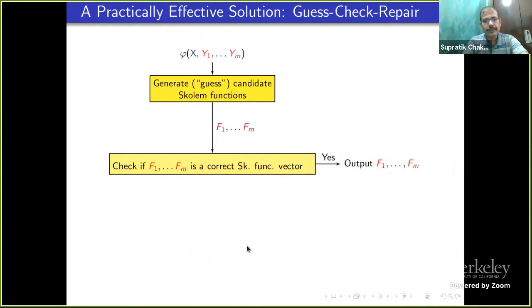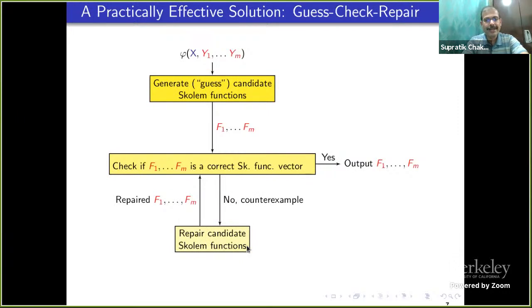And of course, once you've repaired, you can send back the repaired Skolem functions, and then you can again check them, and this loop iterates as long as it is needed to generate the correct Skolem functions. And we will see that this loop must always terminate because of the specific way in which we repair the candidate Skolem functions. Okay. So, when I'm doing this repair, I need to know a little bit about what are the things that I'm trying to repair. So what is it that I have guessed, so that I'm going to try to repair those.